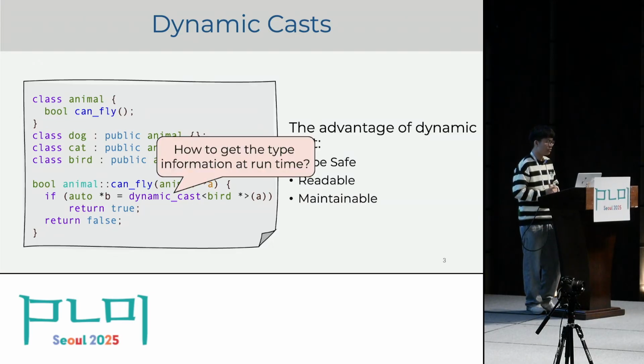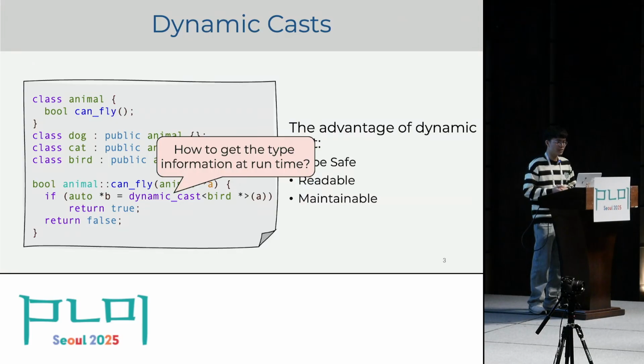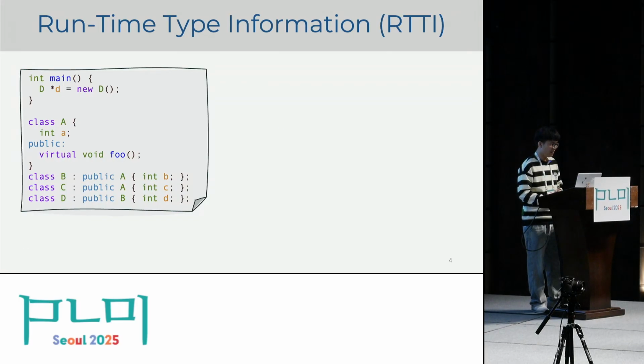But here's the catch. dynamic_cast works at runtime, and it depends on knowing the class hierarchy. So that leads to a big question: how does a program know the type information at runtime? And where does that type information come from? C++ uses something called runtime type information to keep track of the type information during program execution.